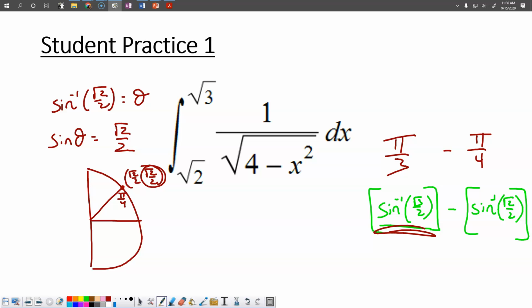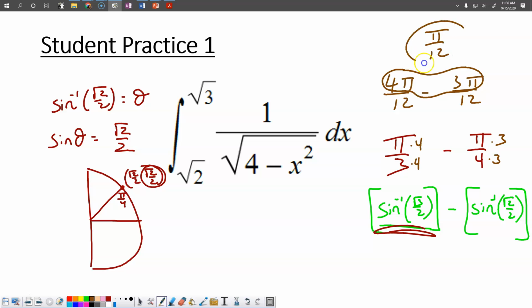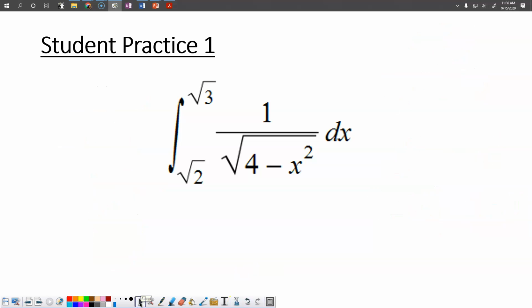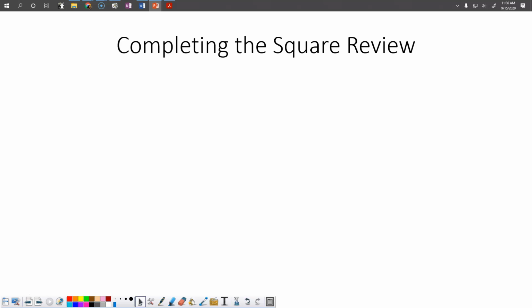Then we're going to go ahead and combine these. Once again, you need to get a common denominator. So I'd multiply this side by 4, and I'd multiply this one by 3. So I end up with 4 pi over 12 minus 3 pi over 12, which once I do 4 minus 3, I get 1 pi over 12 as my final answer. Okay? So there is that. Let's go ahead and move on to another topic. But that's basically it, guys. It's just knowing how to evaluate arc trig functions.